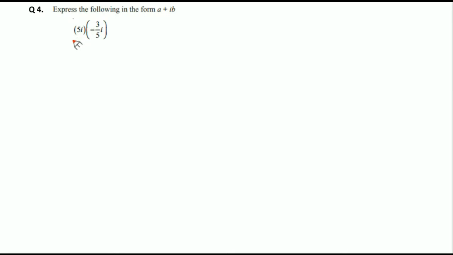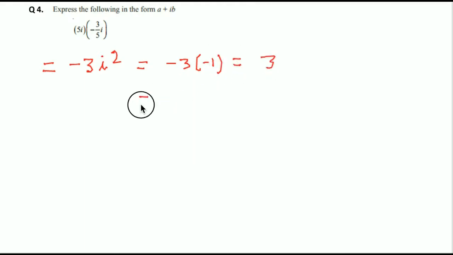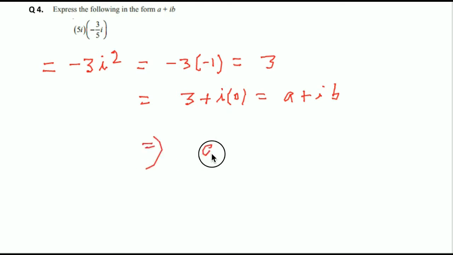Express the following in the form of a plus ib. Just multiply this one. The 5 will cancel out, and we get minus 3 iota square. As we know, iota square equals minus 1, so this is minus 3 into minus 1, that becomes 3. So you can write 3 plus i into 0, which is a plus ib. If you compare, then a equals 3 and b equals 0. Let's go for the other one.